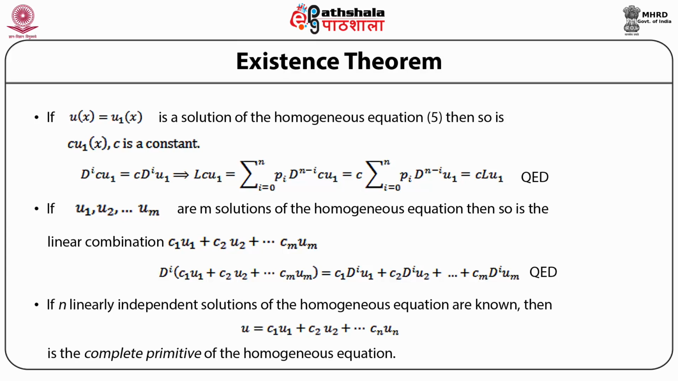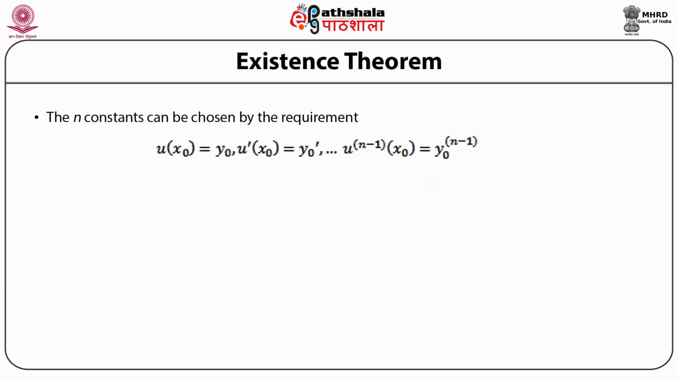If n linearly independent solutions of the homogeneous equation are known, then the solution u equal to c1u1 plus c2u2 plus so on till cnun is the complete primitive of the homogeneous equation. The n constants can be chosen by the requirement u of x naught is equal to y naught, the derivative of u at x equal to x naught is equal to y naught prime, and so on.